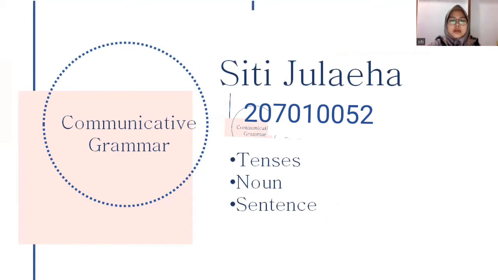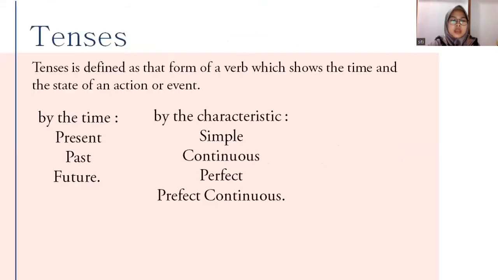Now we're gonna talk about tenses first. Tenses is defined as the form of a verb which shows the time and the state of an action or event. They are measured by the time, such as present, past, and future, and by the characteristics such as simple, continuous, perfect, and perfect continuous. But the main measure is present tense, past tense, and future tense. And all of that is divided into four forms each.